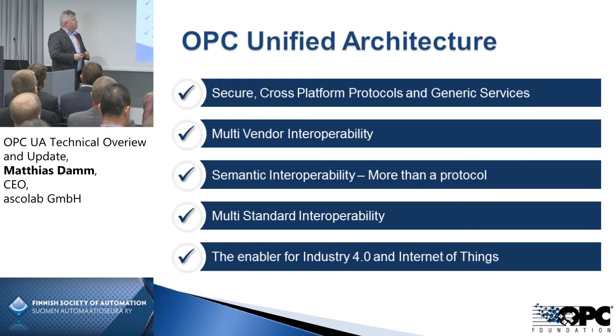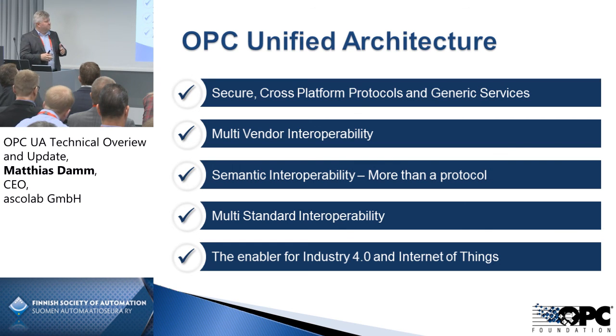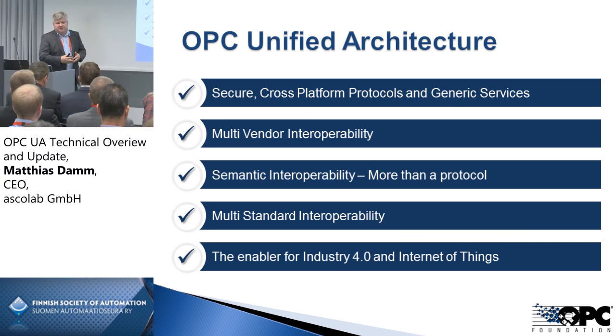Okay, so to summarize, OPC UA provides a secure cross-platform environment for communication, provides generic services, and enables multi-vendor interoperability, but also semantic interoperability. So not only bits and bytes can be exchanged over a protocol, the idea is to have semantic interoperability, which takes a little bit longer than protocol interoperability, but that's the goal. And that, I think, is one of the key things to be an enabler for Industry 4.0 and the industrial Internet of Things. Thank you.